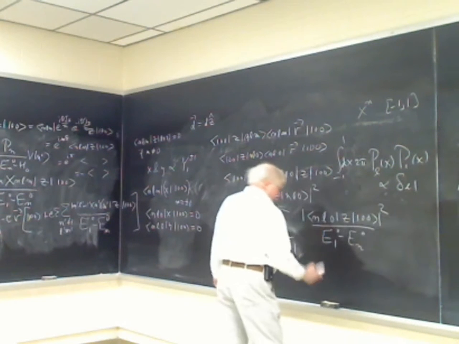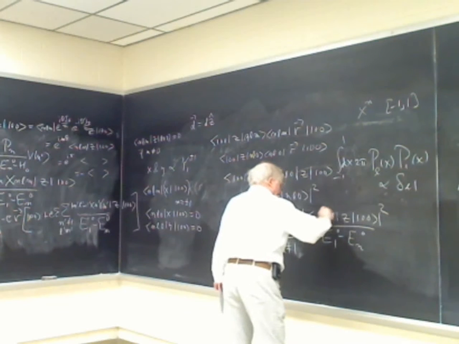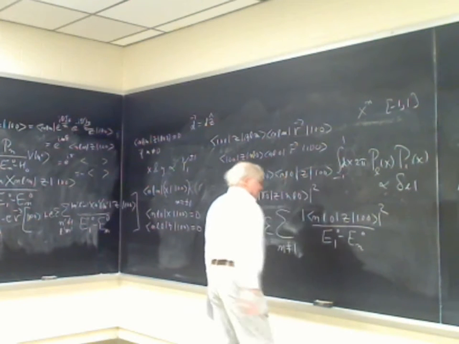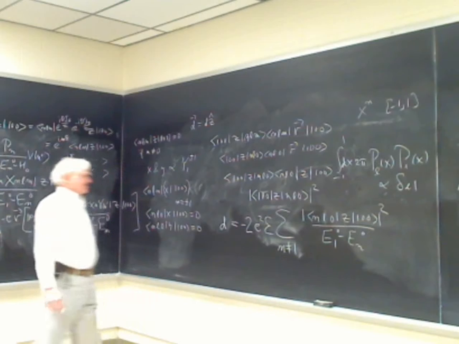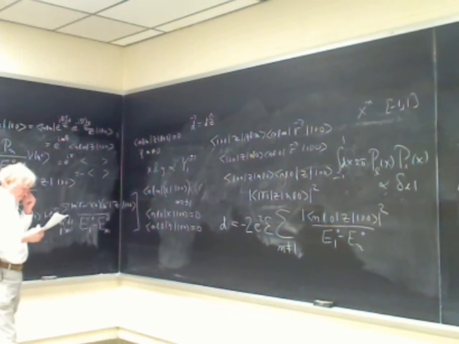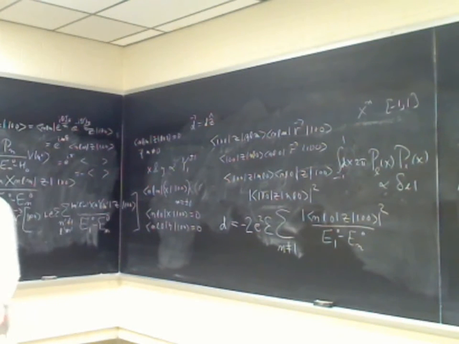So this L here is only 1, so I can get rid of this one L. So this is a simpler expression. So it's just a sum over the p-states. Are there any questions?